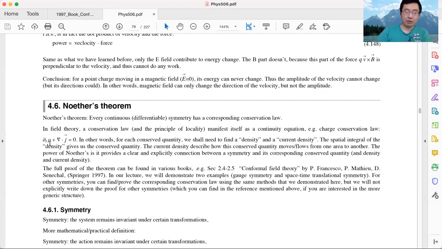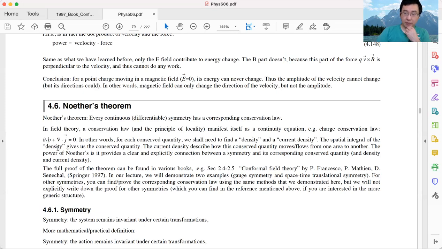We also showed in the previous lecture that for the conserved density and the corresponding current, the current always has one more rank than the corresponding conserved quantity. If the conserved quantity is a 3D scalar, then the current will be a 3D vector. If the conserved quantity is a 3D vector, then the corresponding current will be a 3D rank 2 tensor. That is what we learned in the previous lecture.